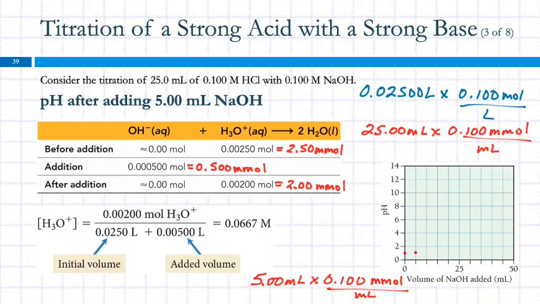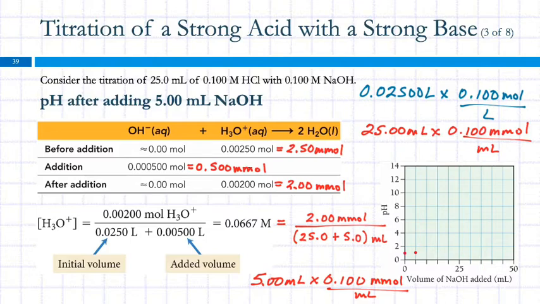This is a strong acid and a strong base. The reactions go essentially to completion, and so we don't have to worry about an equilibrium constant or actually do an ice table at all. We do have to look at what's reacting and what's left, though. So we have 2 millimoles of hydronium ion. We need to calculate the molarity, and we have to take into account that the volume has changed. So here's the calculation in liters and moles, and that is the same as 2 millimoles divided by the new volume, which is 25 plus 5 milliliters.